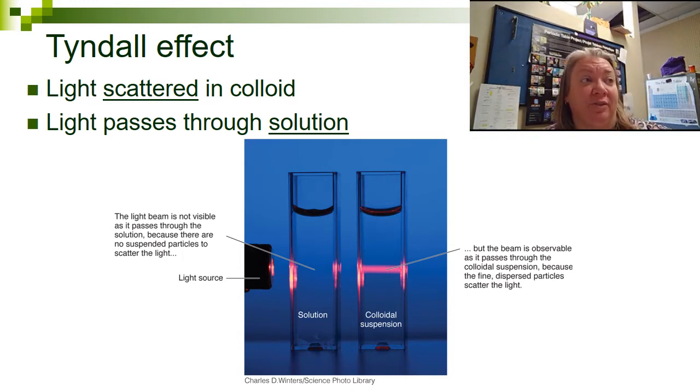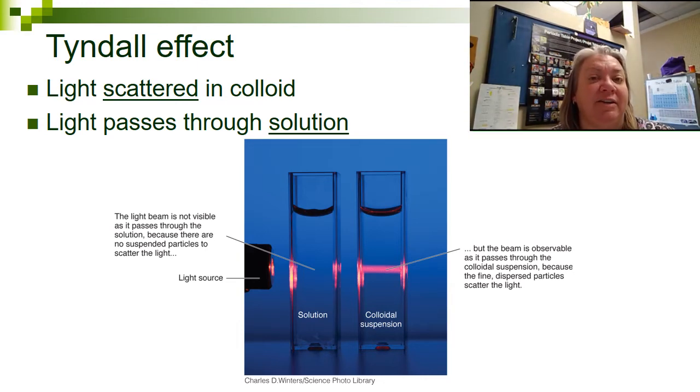Now, because we can't actually see the size of the particles, because that's ultimately what determines the difference between a solution and a colloid, there is a way that we can experimentally get an idea if they're really small or just really small. We can see if they're big enough to scatter light. And to do that, we use something called the Tyndall effect.